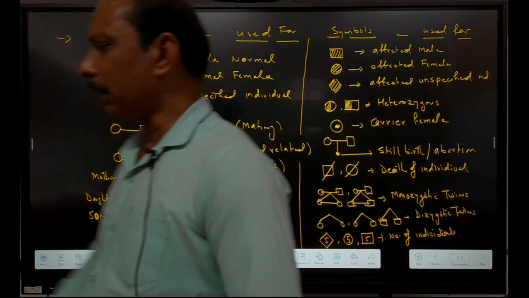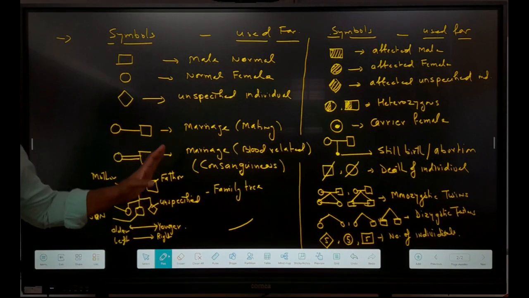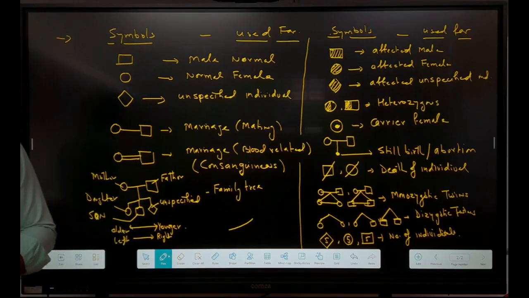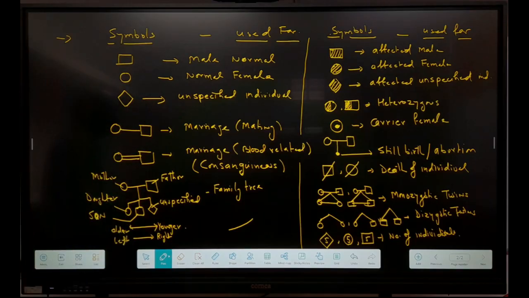So these are some symbols which we have to read for the study of family, for pedigree analysis. Okay.